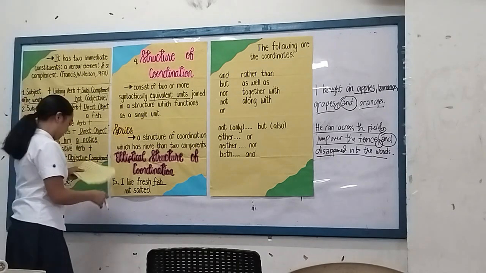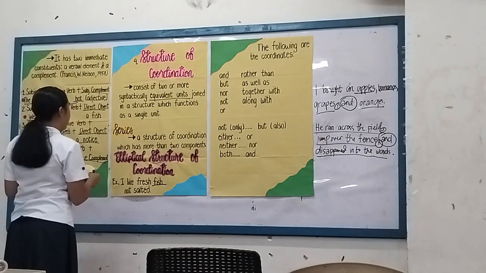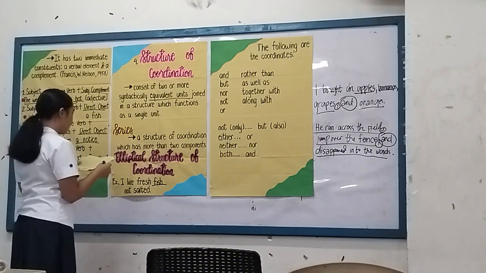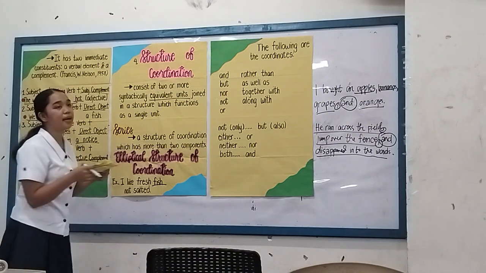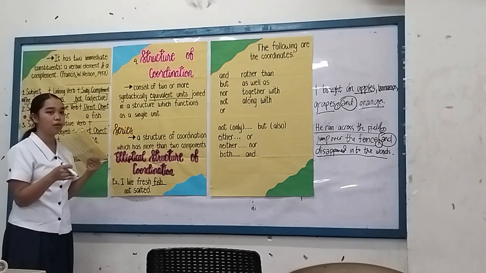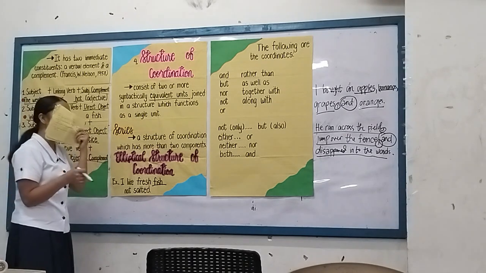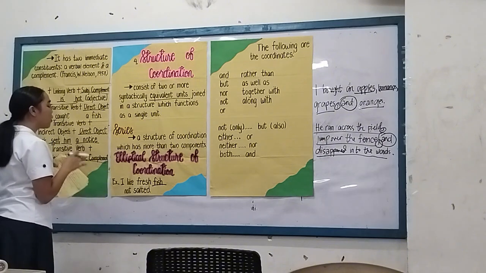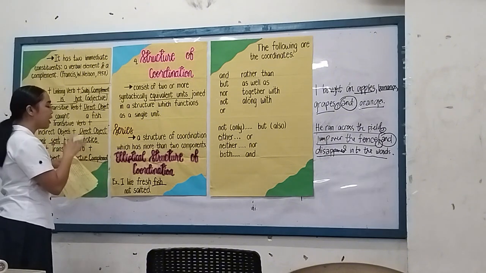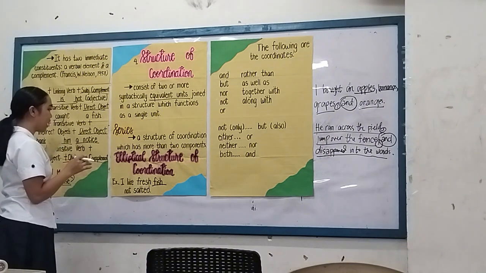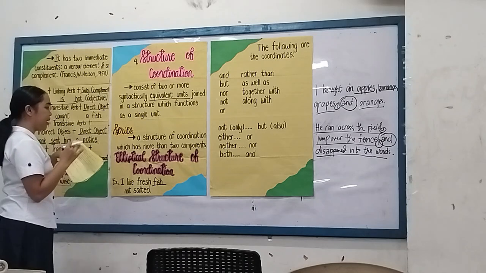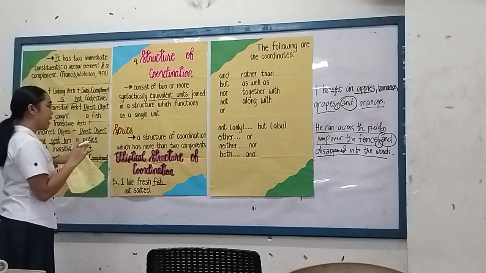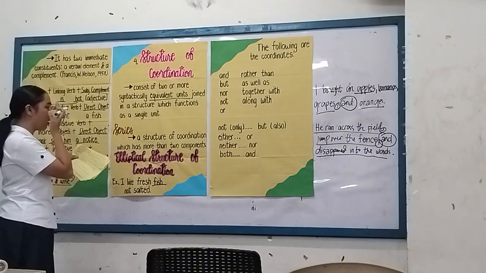And then another example of the elliptical structure of coordination is she likes classic jewelry, not sparkling. So the word omitted there is jewelry. Even though the word jewelry is omitted, it is understandable from the first part of the sentence. So even though the sentence is shorter, the meaning is still the same.